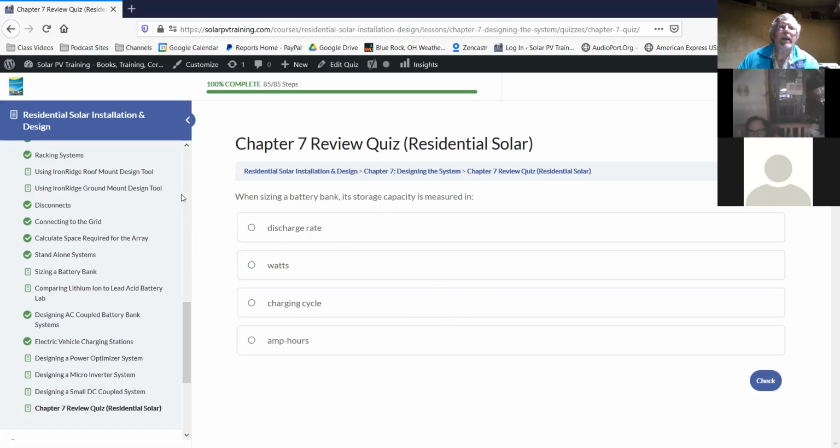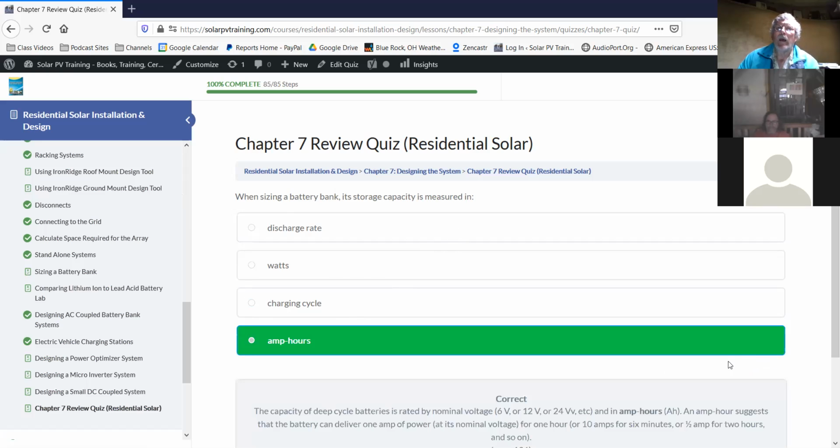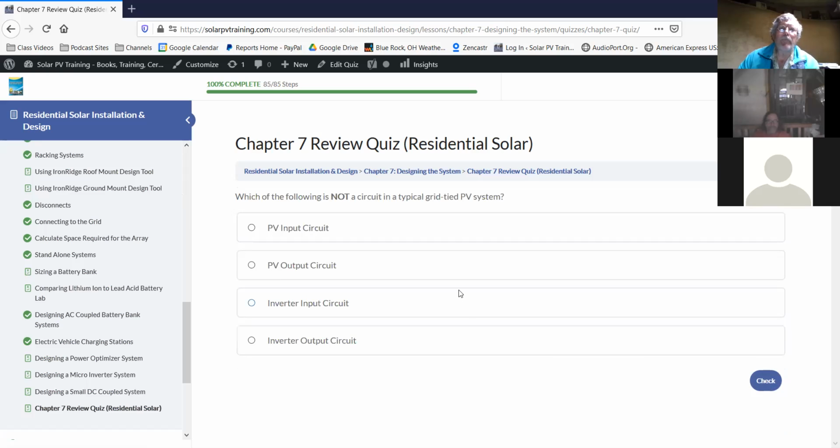When sizing a battery bank, its storage capacity is measured in amp hours. Remember that panels only generate power, so they're measured in amps and volts. The batteries store energy, so they're measured in volts and amp hours. Amp hours is just the way you would measure the stored capacity of a battery. And often with lithium ion batteries, they're starting to measure those in kilowatt hours. They simply multiply out the volts times the amp hours.